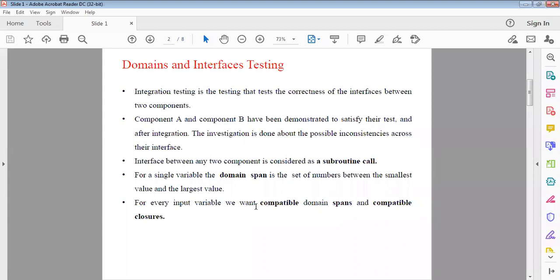It will be said as not compatible. In which cases it is represented, it is said to be not compatible. That will be seen next. Okay, that is about domain and interface testing. This is a brief description of the domain and interface testing.